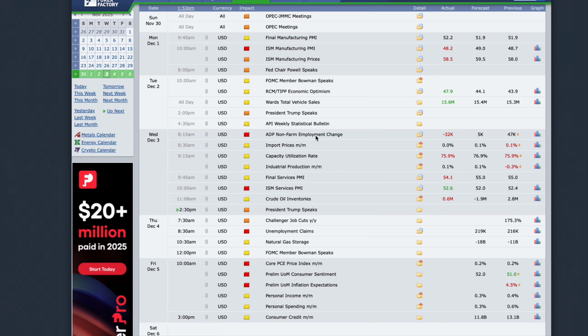Next, we have ADP non-farm employment change, which came in at minus 32,000. That's in the negative, which signals a weak labor market, which means rate cuts and gold is more bullish. Next is ISM services PMI, which actually came in above the expected forecast right here. Kind of a mixed opinion with the rest of what's coming in right now. I would say this is more of a mixed economy, and in the confusion, gold will thrive.